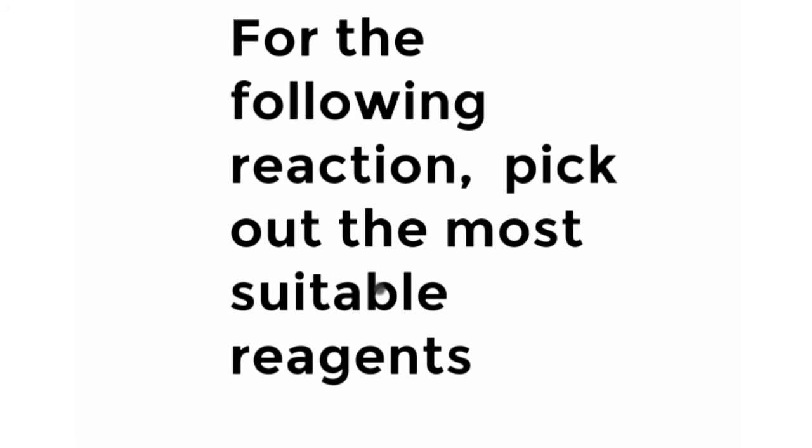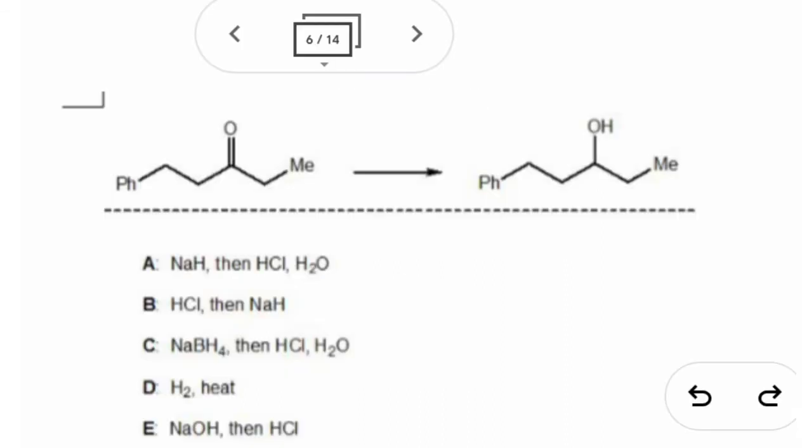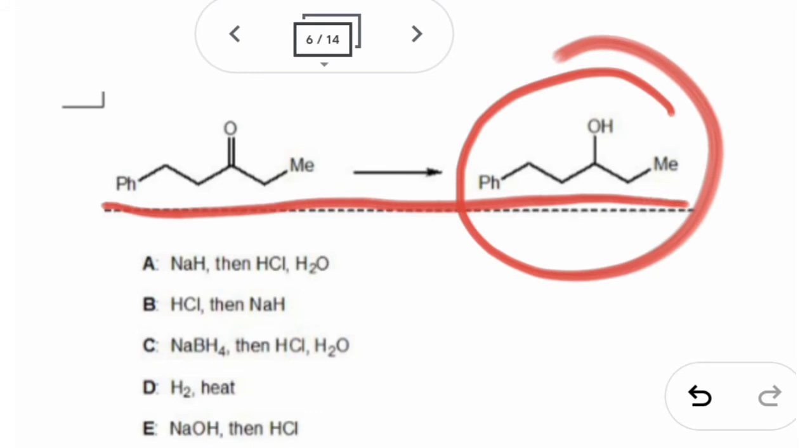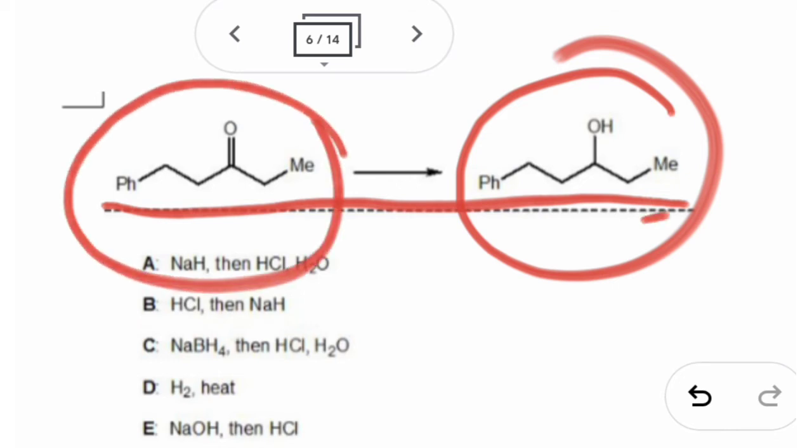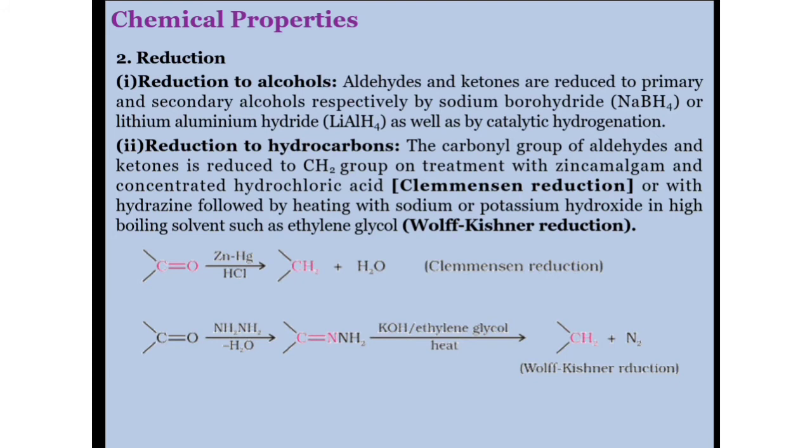Let's look at our next question. For the following reaction, pick out the most suitable reagent. This is the chemical reaction that we have. We have a ketone which is being converted into an alcohol. So now what we need to do is to select the correct reagents that can convert this given ketone into an alcohol. This is the information that we're supposed to understand to answer this question, and this information is concerning the reduction of aldehydes and ketones.